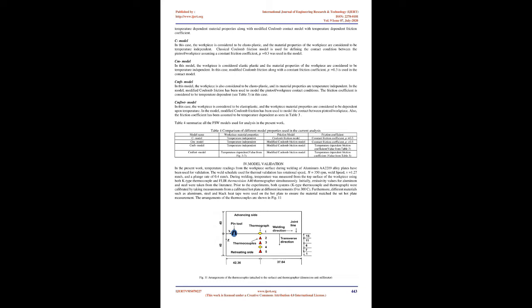The value of h is calibrated to match the experimental result, to avoid complexity associated with determining contact conditions between the workpiece and the support plate. The value of h was found to be 100 W/m². For the justification, the FSW experimental setup has been shown in Fig 8. Mechanical boundary condition.